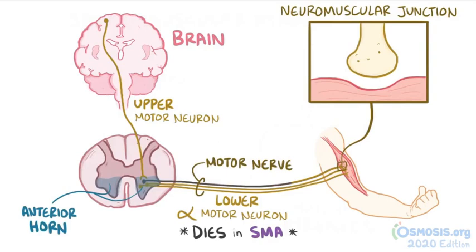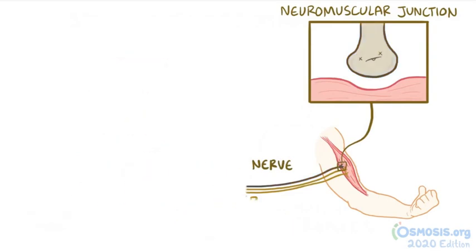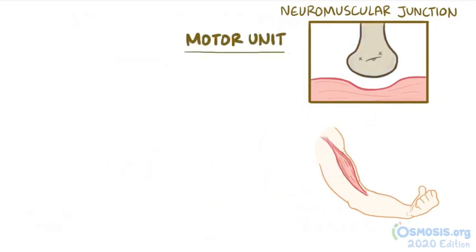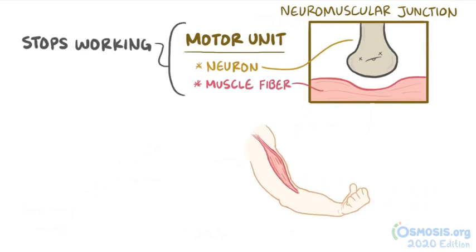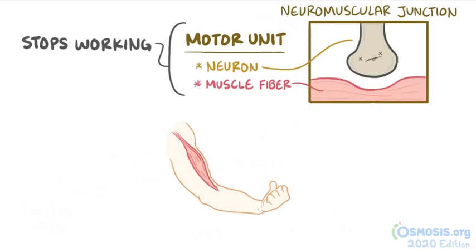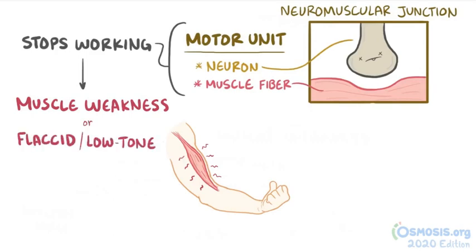If a lower motor neuron dies, or if the entire nerve is injured, the motor unit, which includes the neuron and the muscle fibers it innervates, stops working. Depending on how many muscle fibers stop contracting, there can be overall muscle weakness, or in an extreme situation, a flaccid or low-tone paralysis.